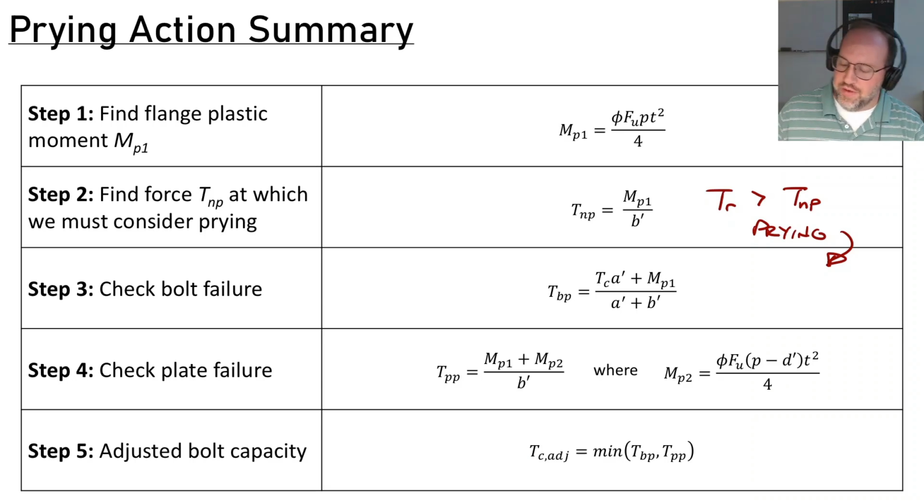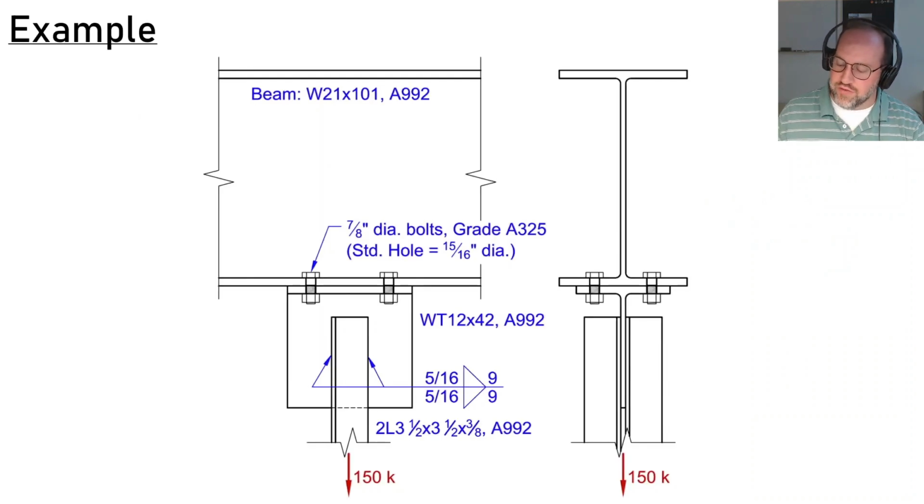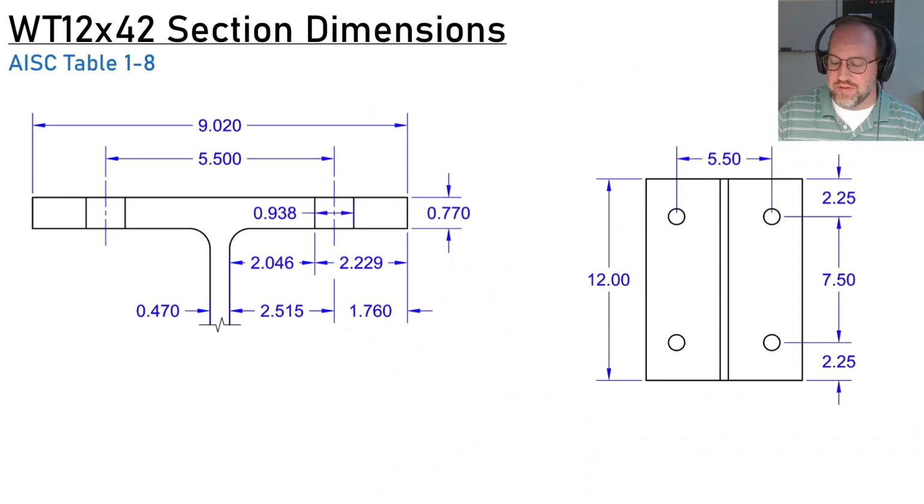So let's put this into practice. We're going to return back to our original example, and we're going to see if this works when we consider prying action. Specifically, we're going to be looking at the T section here. You can also look at the beam itself, and we'll discuss that at the very end. So going for that T, we have a WT12x42. We can get all of our dimensions from table 1-8.